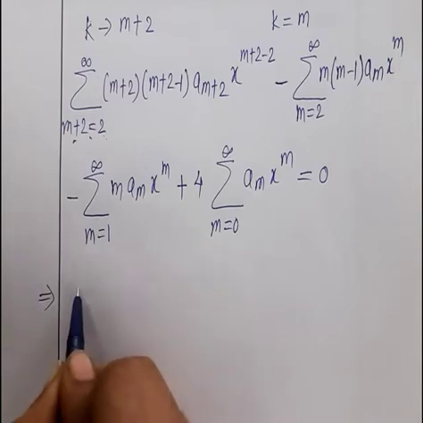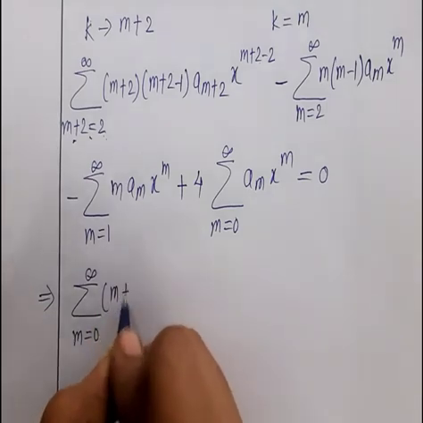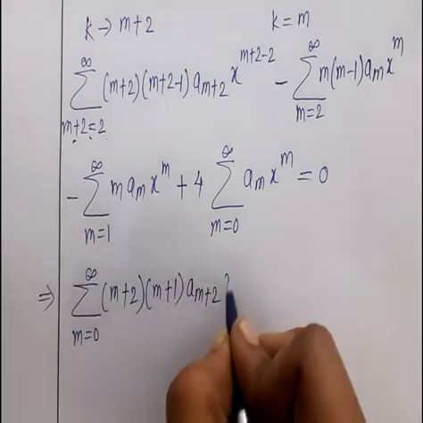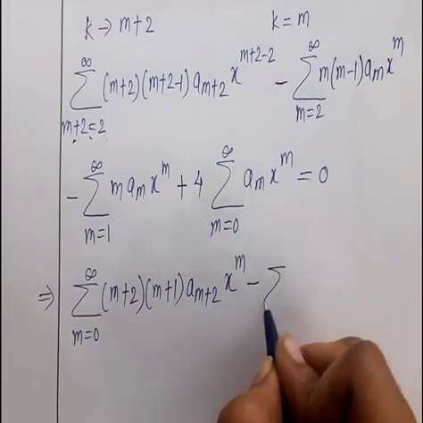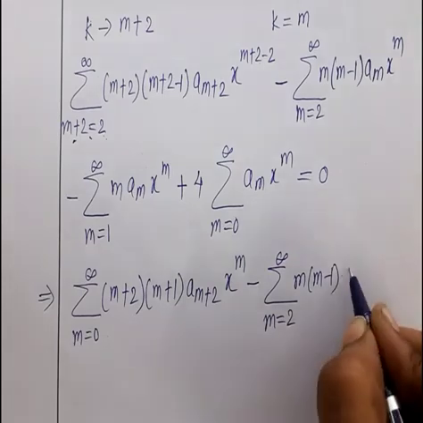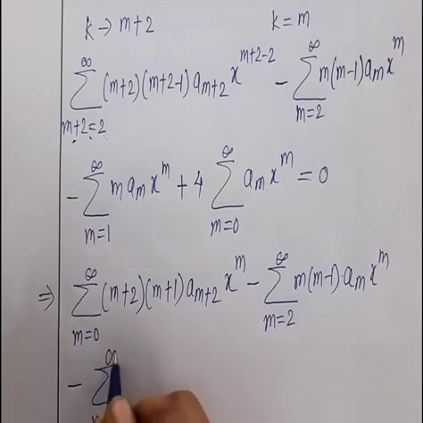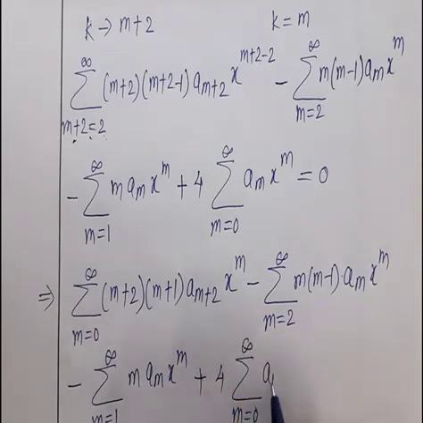In the next step we get summation from m equals 0 to infinity of (m+2)(m+2-1), which is (m+1), a_(m+2) x to the power (m+2-2), which is x to the power m, minus summation from m equals 2 to infinity of m(m-1) a_m x to the power m, minus summation from m equals 1 to infinity of m a_m x to the power m, plus 4 times summation from m equals 0 to infinity of a_m x to the power m. This is equal to 0.